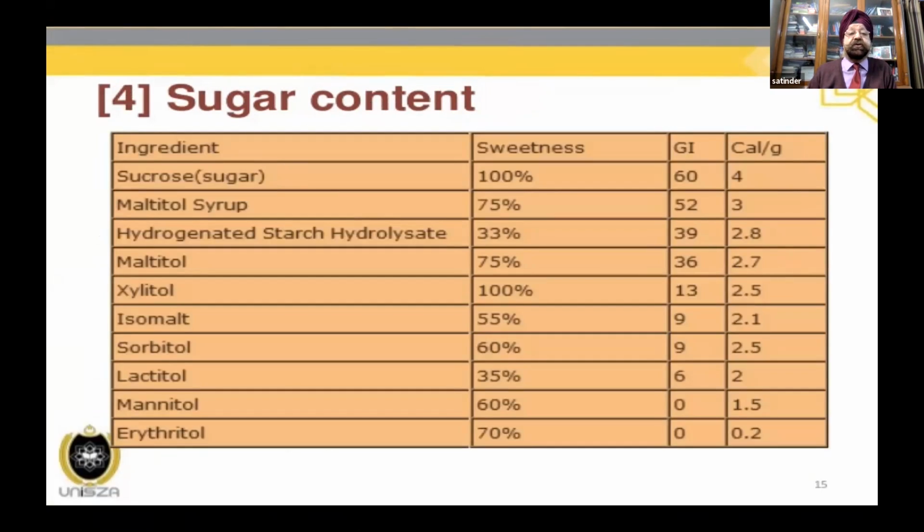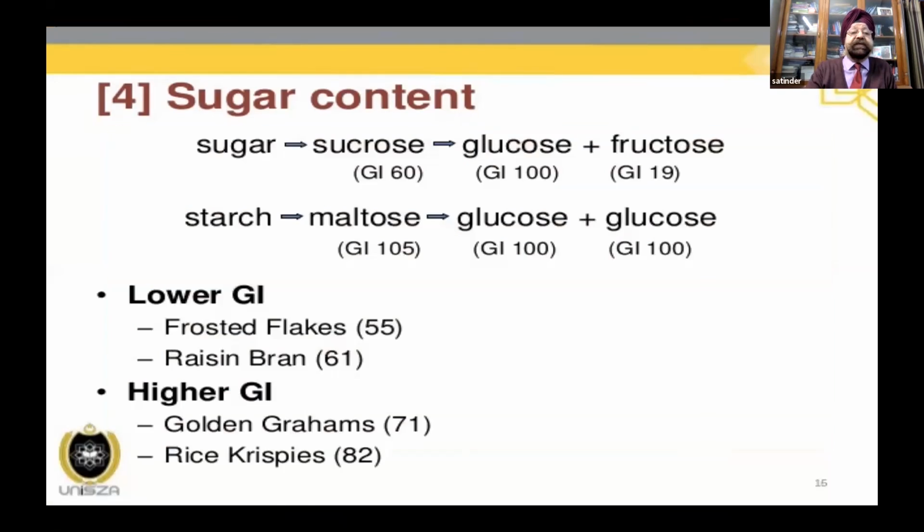Sugar content also, the type of sugar, like sucrose, the sweetness will be 100, and then lactitol will be much less. The GI changes with this also. Why? See the example. Sucrose breaks into glucose, a monosaccharide, and fructose, and fructose is a very low GI product. Whereas starch breaks into maltose and glucose plus glucose, so the GI remains very high. So frosted flakes, raisin bran would be superior to the golden grams.